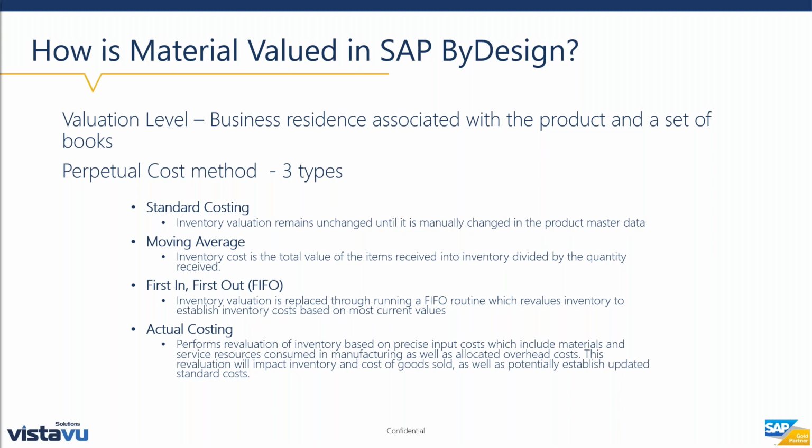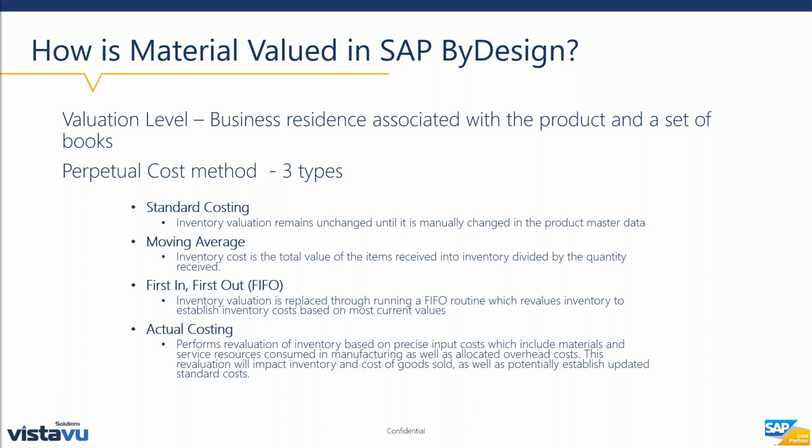Moving average uses a blend of what your input costs are. So if you buy an item one day for $100 and you buy an item the next day for $110, your average cost will be established at $105. And the moment you sell that item, you will relieve inventory of $105 and you will credit cost of goods. So that's a very standard, common method that many people are used to.